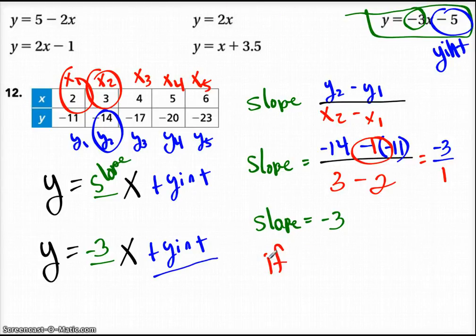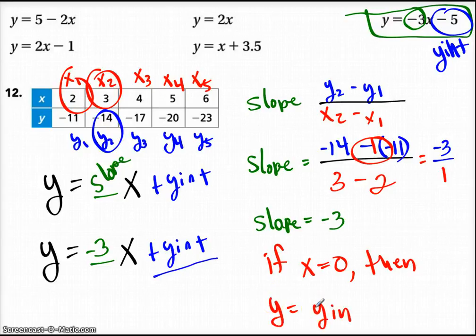Now, the other option is to input x equals 0. So if x equals 0, then y, let's move that down a little bit. This is our if-then statements. If x equals 0, then y equals y-intercept. So I can write this equation and plug it in. Y equals negative 3 times 0 plus unknown, and my answer will be my y-intercept. To be continued in video 2.